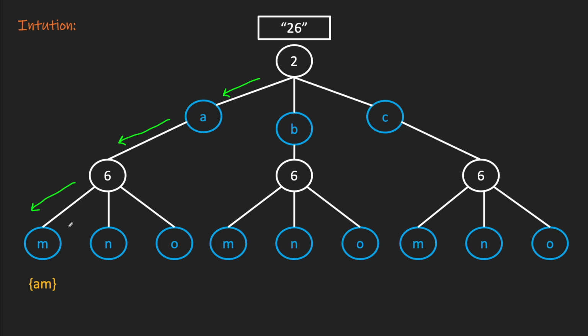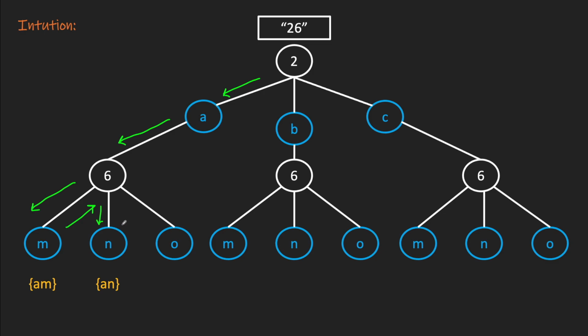Now we go back. From M we go back to 6. Once we go back, we check for any other letter mapping for this number. So we see N and O are also there. So we go to N. Then we see if there are any other digits. There are no other digits in the input. So we have our second letter combination, that will be AN.